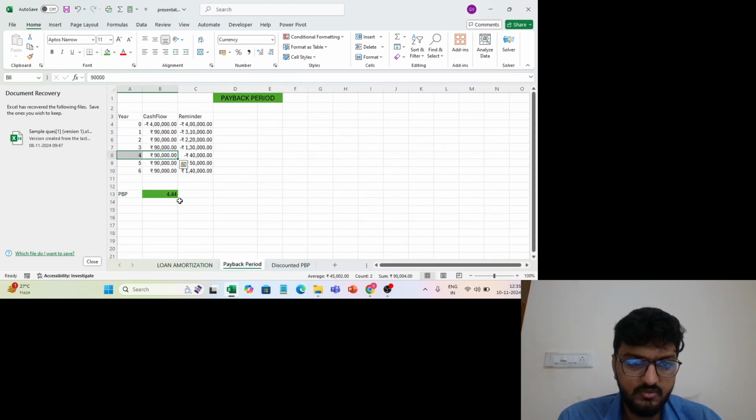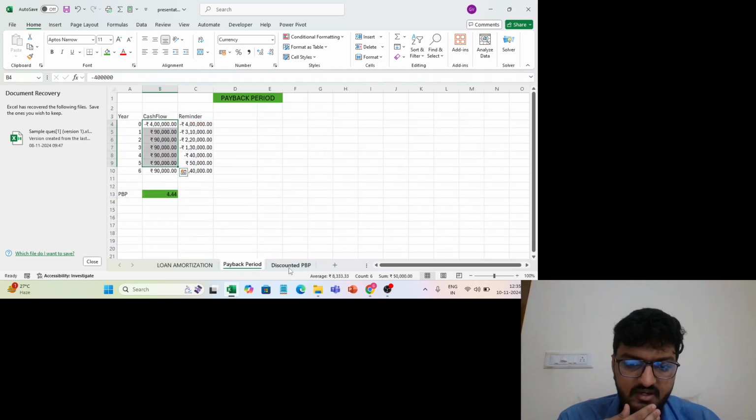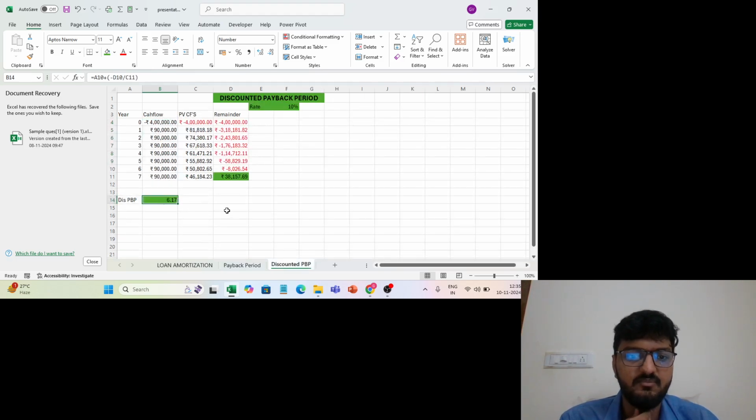So when you compare this with payback period, which does not take into effect the present value of the future cash flows, this is a much better model because we will come to know the inflation rate and everything else. So this is one disadvantage in payback period that would be addressed in discounted payback period.